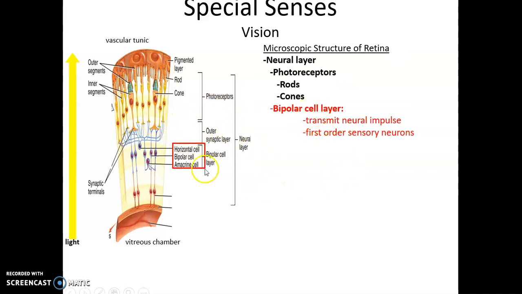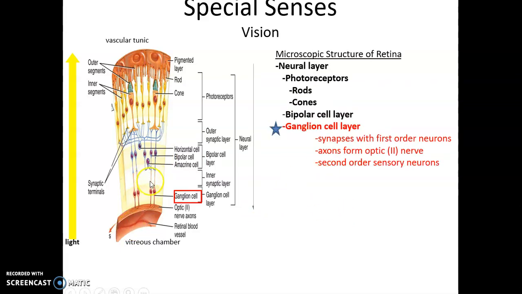Then there are the bipolar cells. The bipolar cells synapse with the rods and cones. So when a rod or cone is stimulated by light, they will send a signal. They will synapse with the bipolar neural cells that will then carry the signal further out in the neural layer. So the bipolar cell layer is where you find the first order sensory neurons.